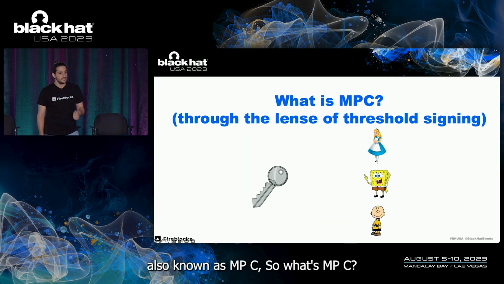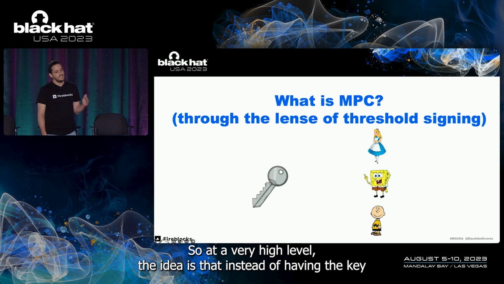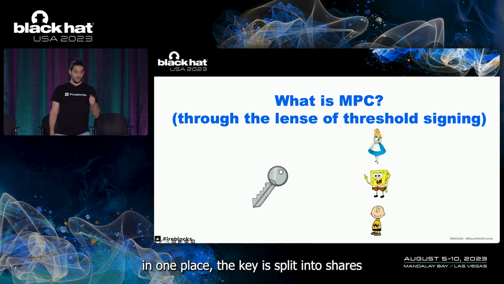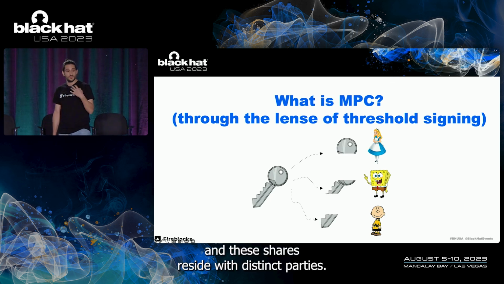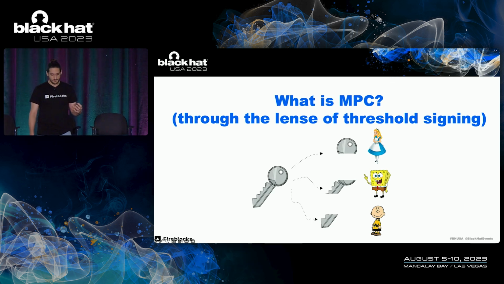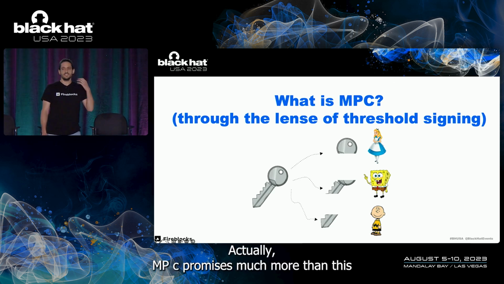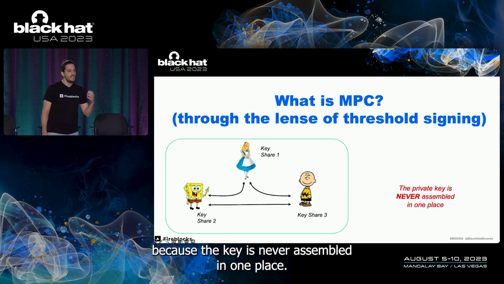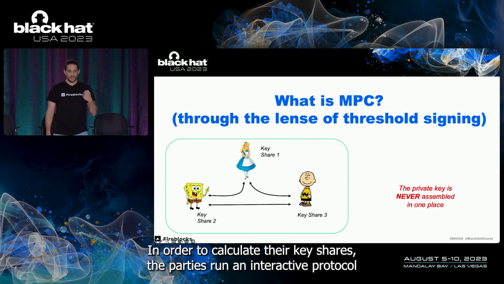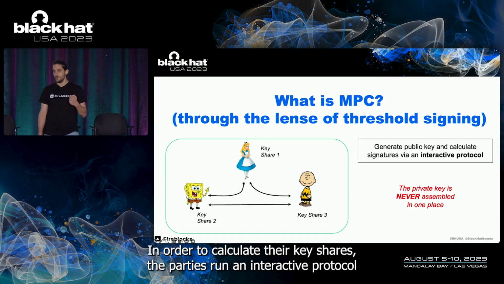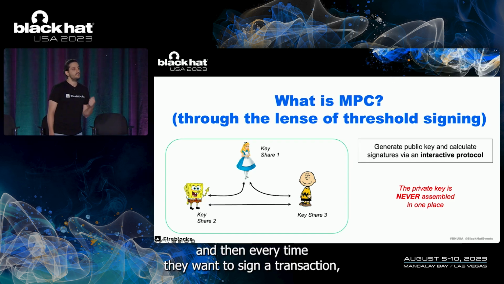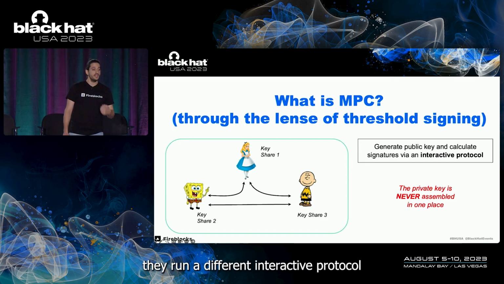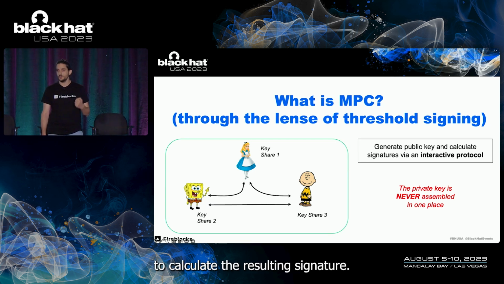So what's MPC? At a very high level, the idea is that instead of having the key in one place, the key is split into shares, and these shares reside with distinct parties. Actually, MPC promises much more than this because the key is never assembled in one place. In order to calculate their key shares, the parties run an interactive protocol, and then every time they want to sign a transaction, they run a different interactive protocol to calculate the resulting signature.